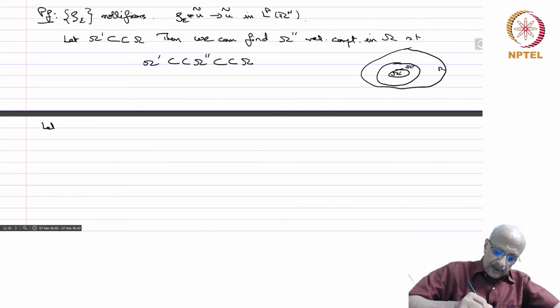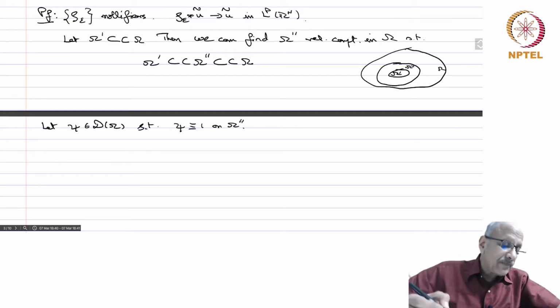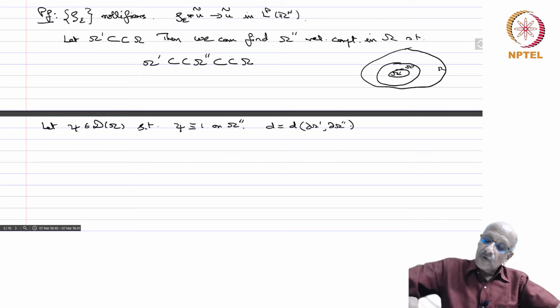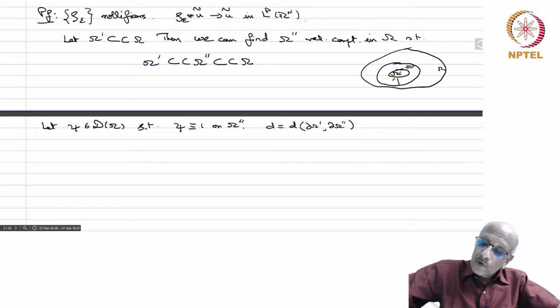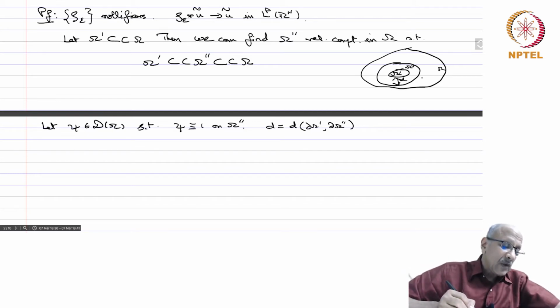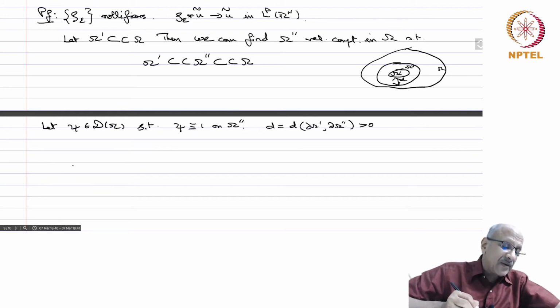Okay. So now let psi belong to D(omega) such that psi is identically 1 on omega double prime, and you take d to be the distance from the boundary of omega prime to the boundary of omega double prime. So it is the distance between these two boundaries, the smallest distance which you have between the sets there. This will be strictly positive because you have two disjoint compact sets and consequently the distance is positive.